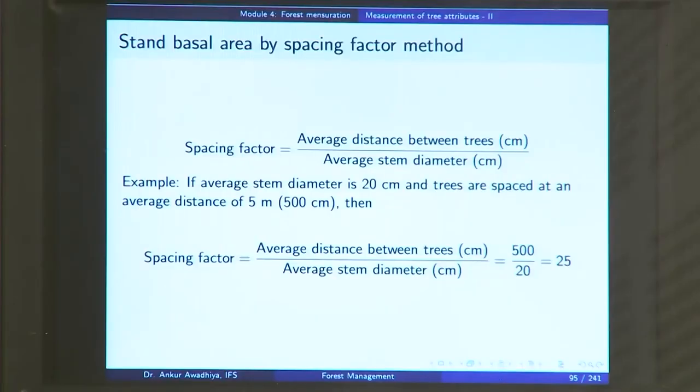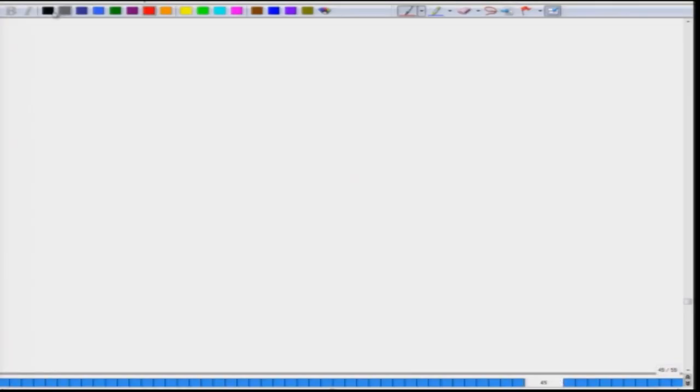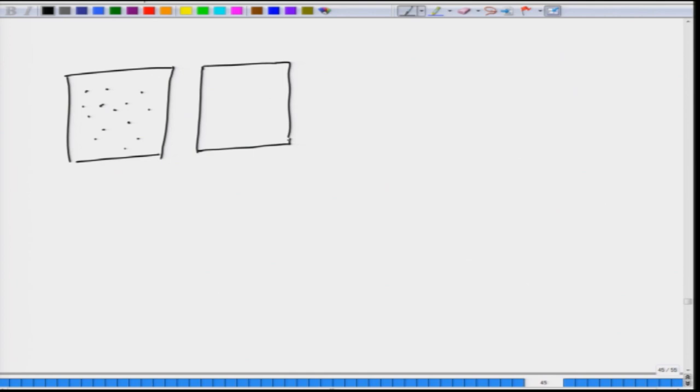Now, another way to find out the stand basal area is using the spacing factor method. As we saw before, if you have trees of a larger diameter, then the crowding comes up even when you have fewer trees. So, essentially you will have crowding at a certain density if you have smaller or leaner trees, but if you have larger size trees, then probably your stand is getting crowded now. And if you have even larger cross sections, then probably this stand is also equally crowded.